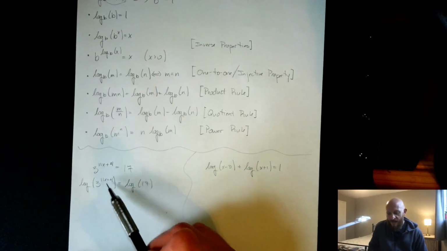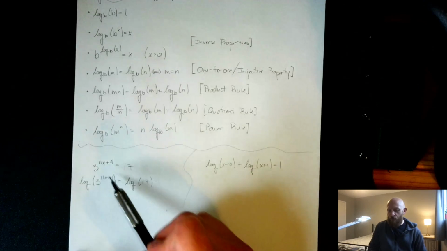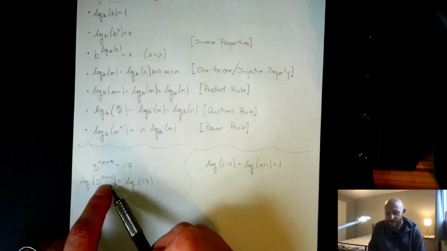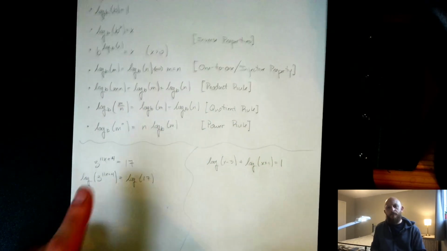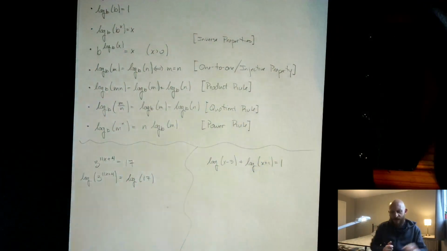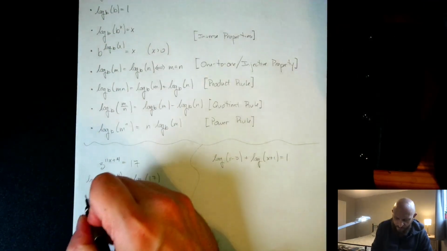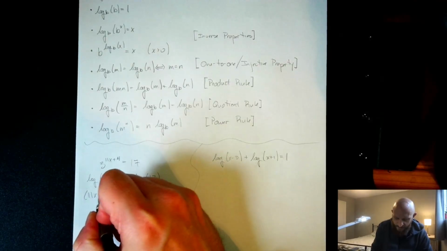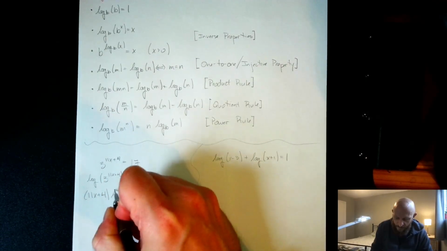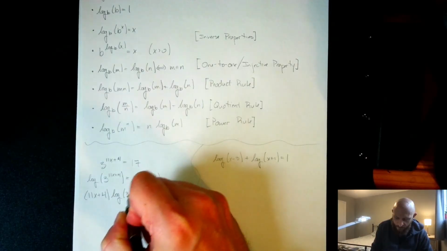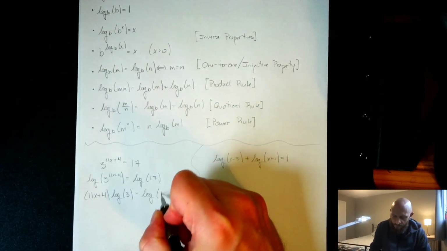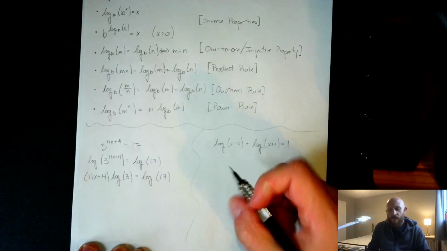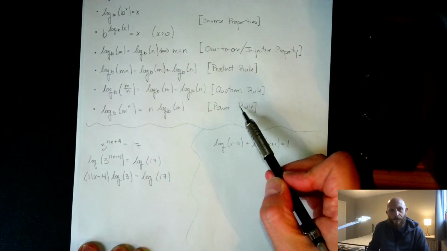Well, now that I've done that, I get to use my favorite rule, the power rule, because inside of this argument on the left side is this power, 11x plus 4. And you need to pull the full power down. So, and I'm going to put it in parentheses, 11x plus 4 times the log of, all that's left in there is 3, is equal to log of 17. So that step right there was the power rule.